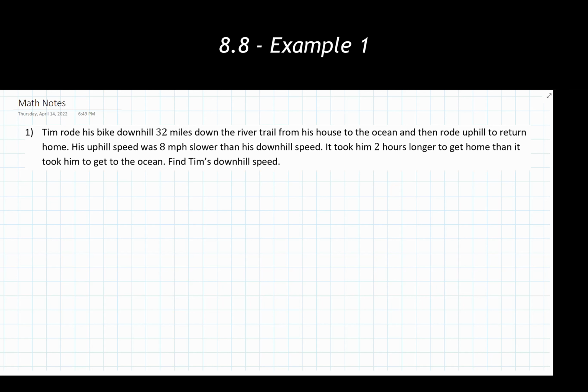Doesn't tell us anything specific, but at least gives us some general scenarios of what's going on and some general starting points. And the big starting point that we're noticing is that there are really 2 scenarios here. There's a scenario where he's going downhill at a speed, and a scenario where he's going uphill at a speed. And we know that comes into play because we're told something in our next sentence that relates the two. His uphill speed is 8 miles per hour slower than his downhill speed. We also know it took him 2 hours longer to get home than it took him to get to the ocean.